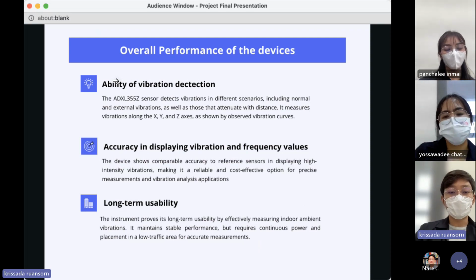And the third is that the instrument proves its long-term usability by effectively measuring indoor ambient vibrations. Also, it maintains stable performance, but requires continuous power and placement in a low traffic area for accurate measurement.